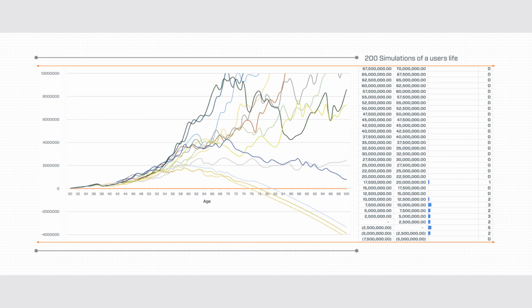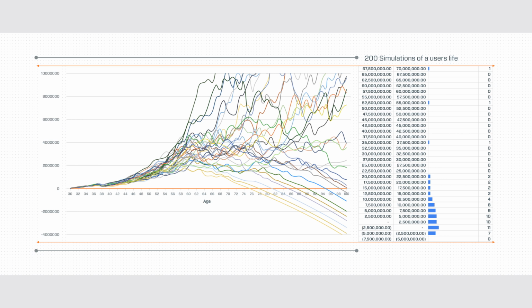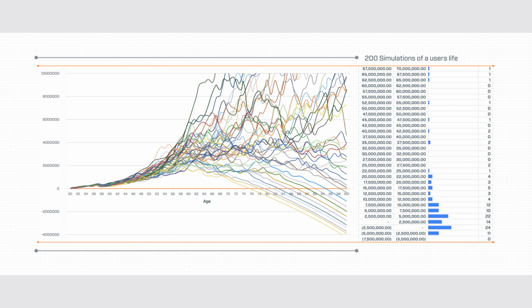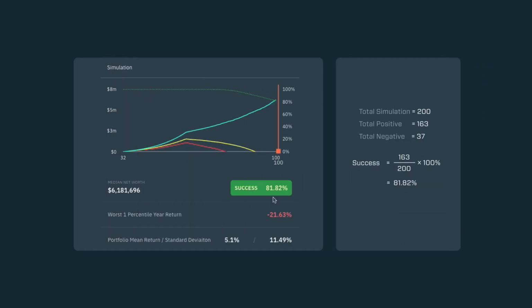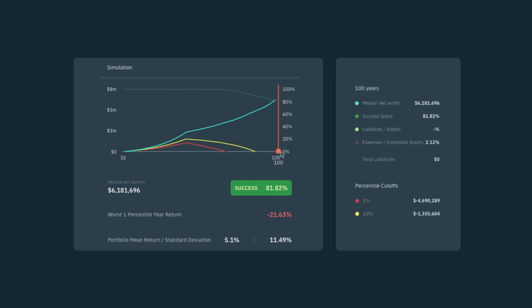We then repeat this simulation thousands of times to get a better picture of all the possible futures your current financial path would lead you. We then take the proportion of simulations where you didn't run out of money and give this back to you as your success score, your chance of not running out of money given your investments, lifestyle, and financial goals. Your average estimated net worth and success score over time can also be shown.